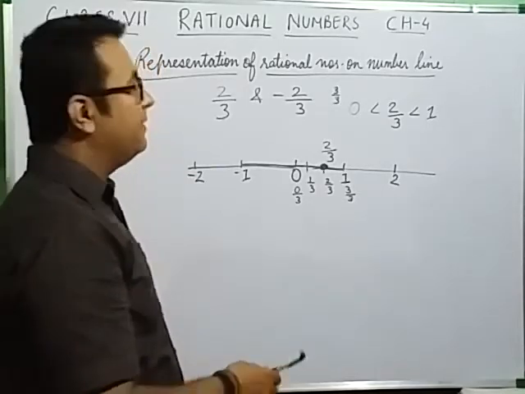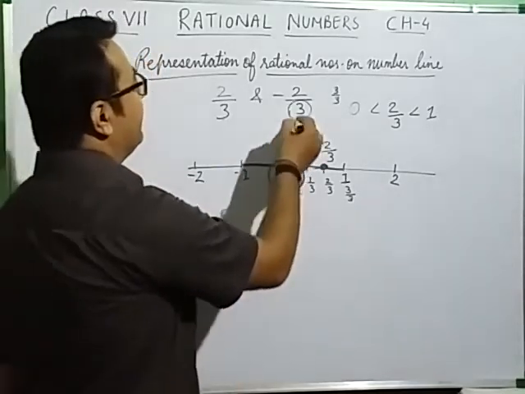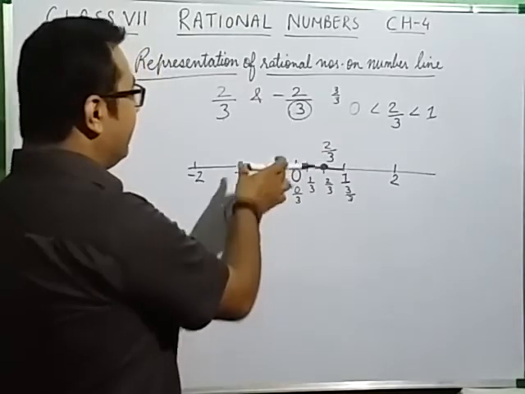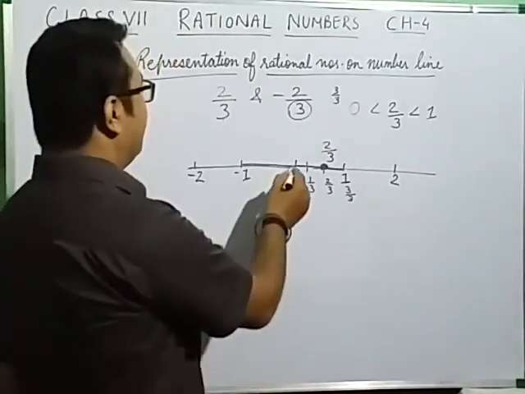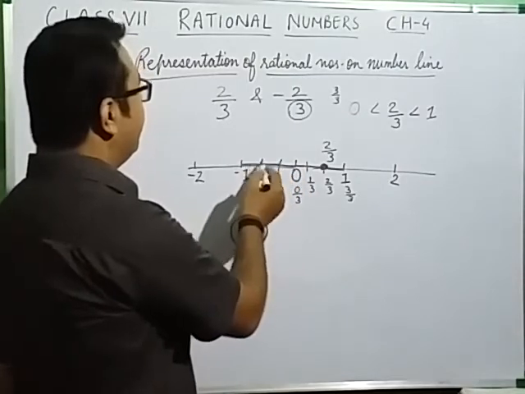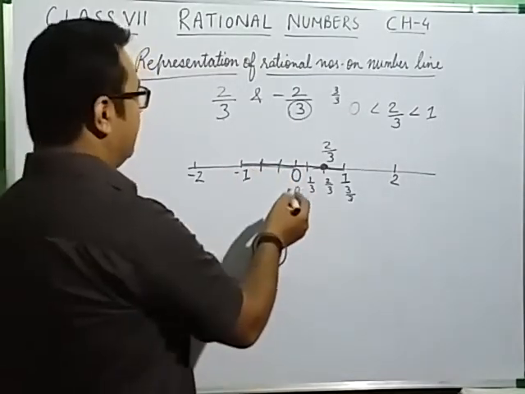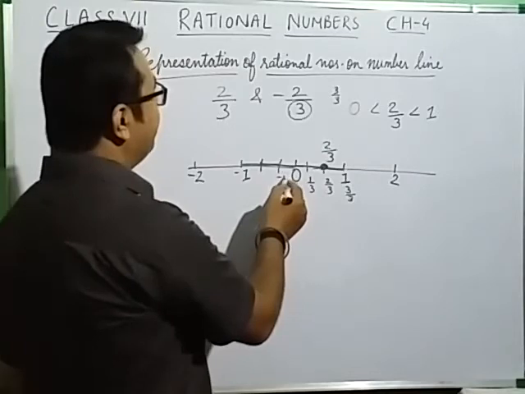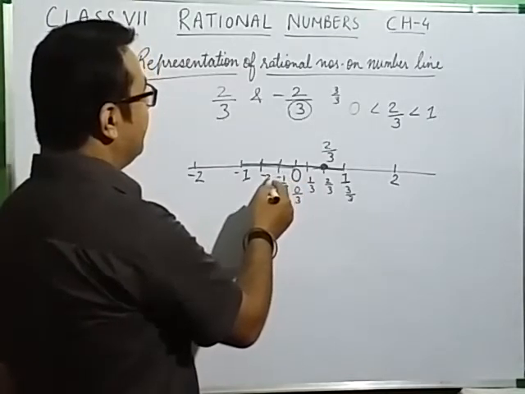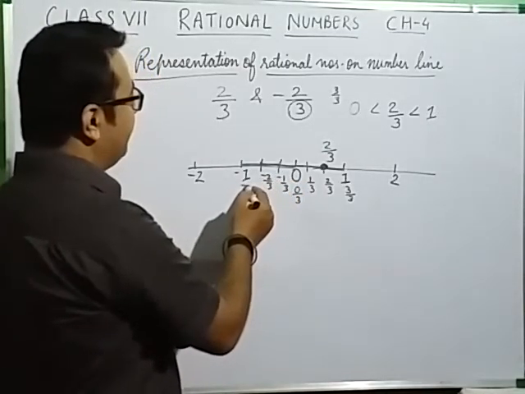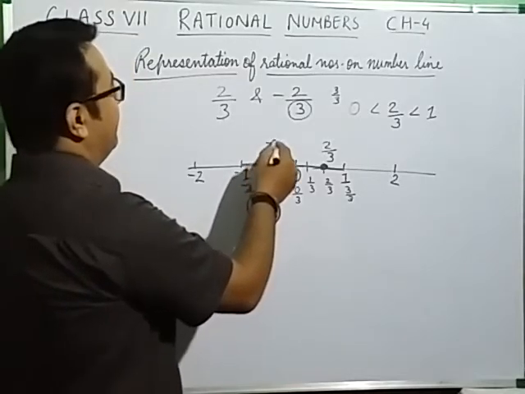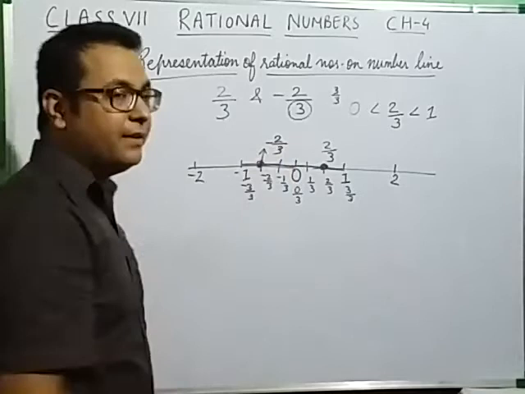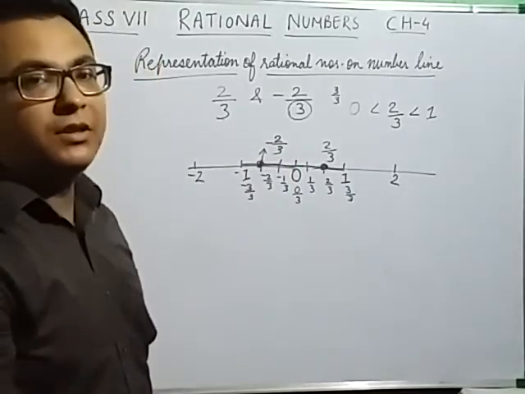Now same step, we see the denominator. Here also denominator is 3, so we will divide the space between 0 and minus 1 into 3 equal parts: 1 part, 2 part and 3 part. Now this will be represented as minus 1 upon 3, minus 2 upon 3 and minus 1 can be written as minus 3 upon 3. So minus 2 upon 3 lies here. This is how we represent given rational numbers on the number line.